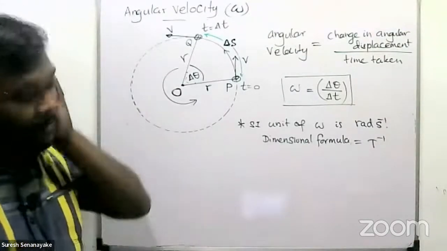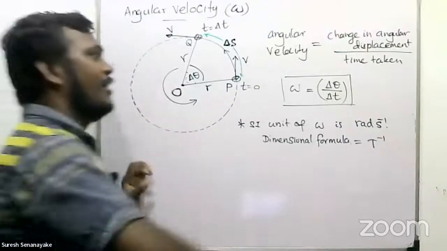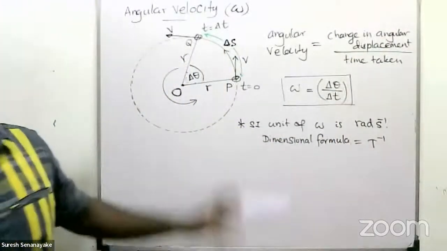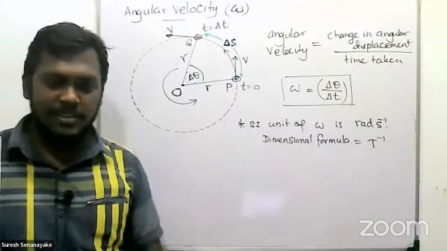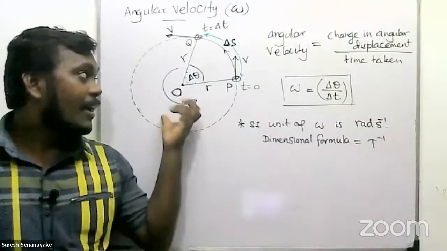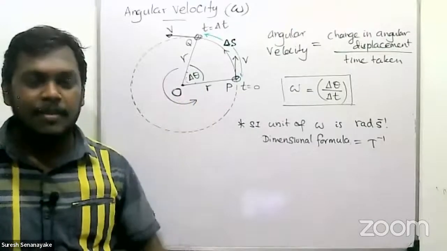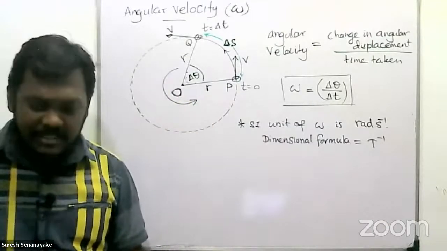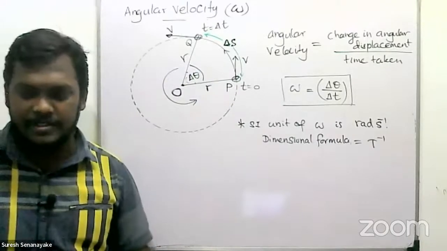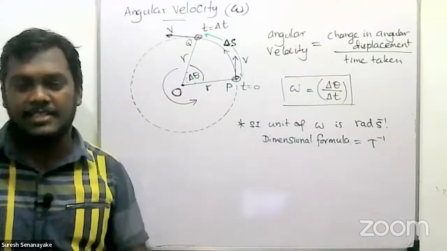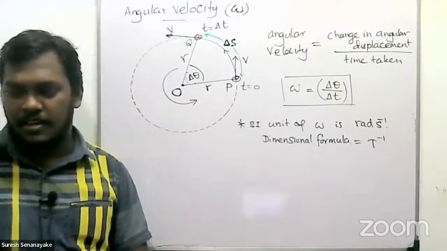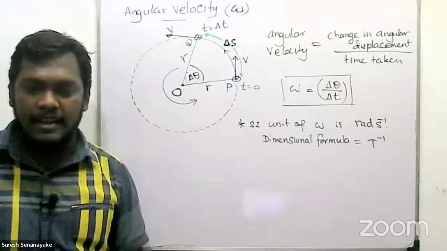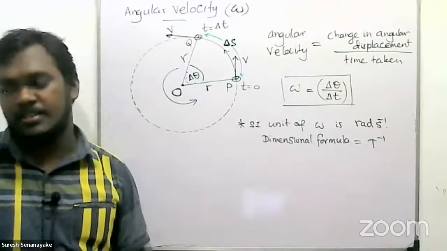Okay, this dimensional formula. This angular displacement is a scalar quantity. Angular velocity is a vector quantity, right? So these are axial vectors. Angular velocity and angular acceleration are axial vectors, not polar vectors. Axial vectors are the vectors which act along the axis of rotation.